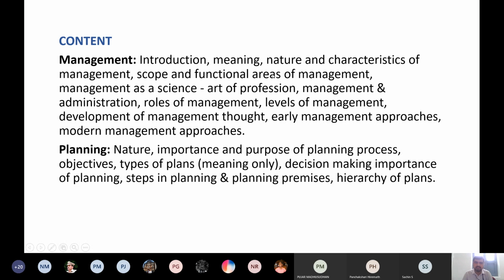It includes introduction, meaning, then whether management is science or art. Then roles of a manager, levels of management, development of management thought and various approaches related to the management thought. So that is what we have discussed under management. Then we are also going to cover planning: nature, importance and purpose of planning, then objectives, types of plans and steps in planning. All these things will be discussed in this first module.